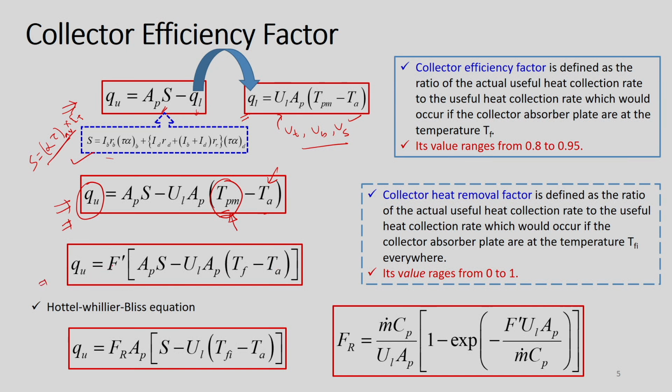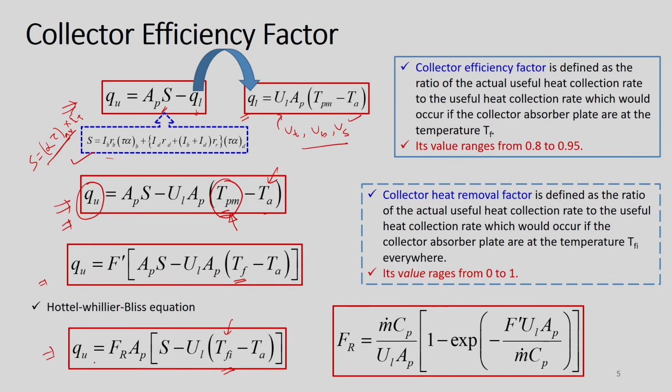This QU is equal to F dash of something, and then we will have TF, this is local fluid temperature, and this Hottel-Whillier-Bliss equation, who has developed this expression for useful heat gain, is a function of TFI. Okay. Because this TFI is always known to us, inlet fluid temperature we can always measure before entry of the fluid in the tube. Okay. So, once we know this TFI, of course, straight away we can calculate what will be the QU if we know these other parameters, okay, UL and S.